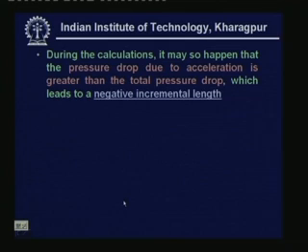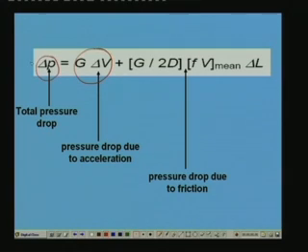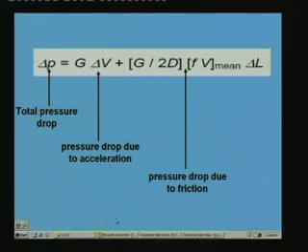Now during the calculations it may so happen that the pressure drop due to acceleration is greater than the total pressure drop. Okay, there are some circumstances under which this will happen. This leads to a negative incremental length. That means under certain circumstances this quantity will be greater than this. But this equation must be satisfied always, and if this quantity is greater than this, then this has to be negative. G cannot be negative, D cannot be negative, f and v cannot be negative. So the only possibility is delta L has got to be negative. That means the incremental length becomes negative. Okay, this actually has no meaning.